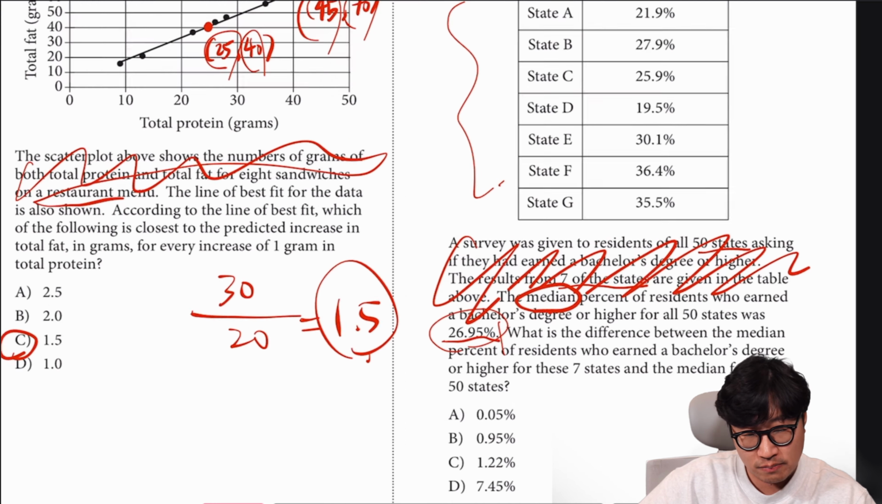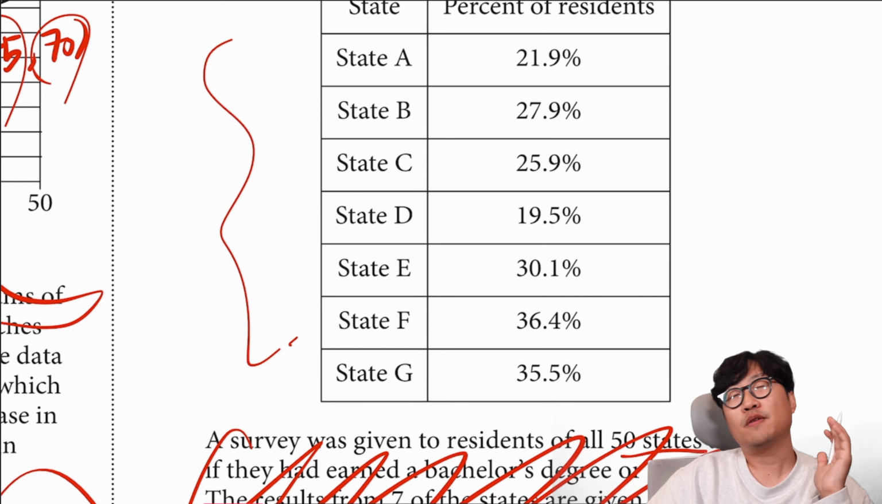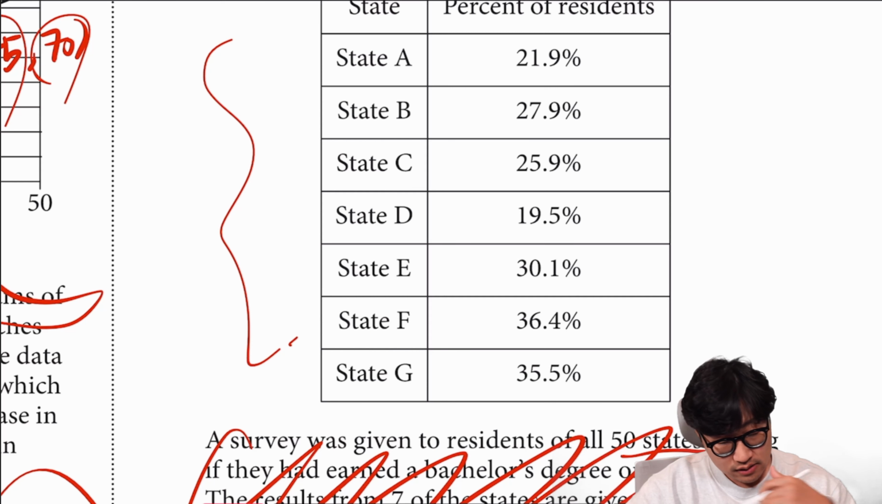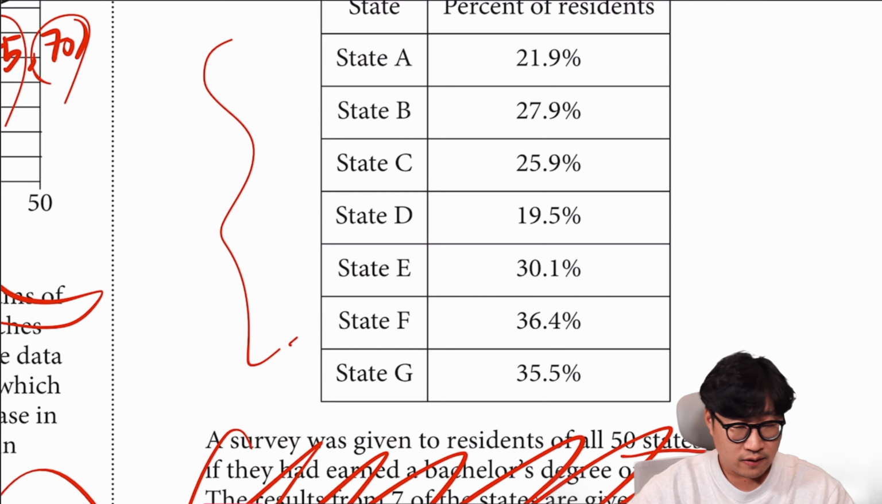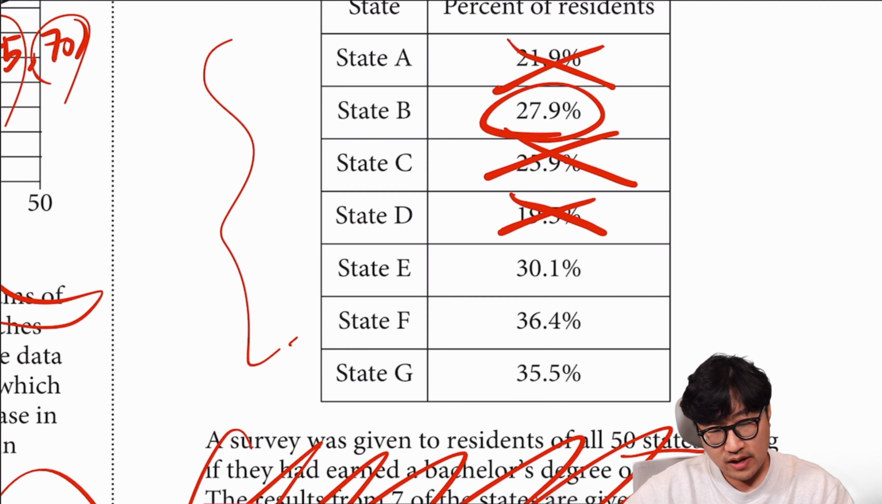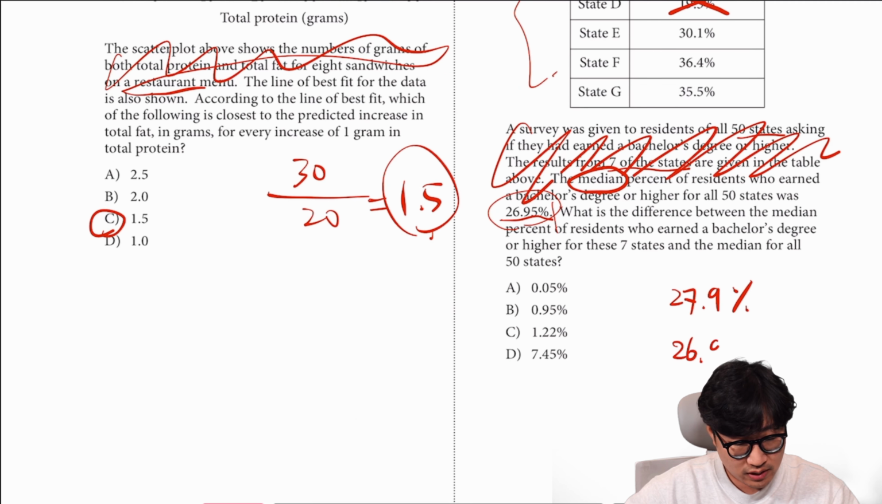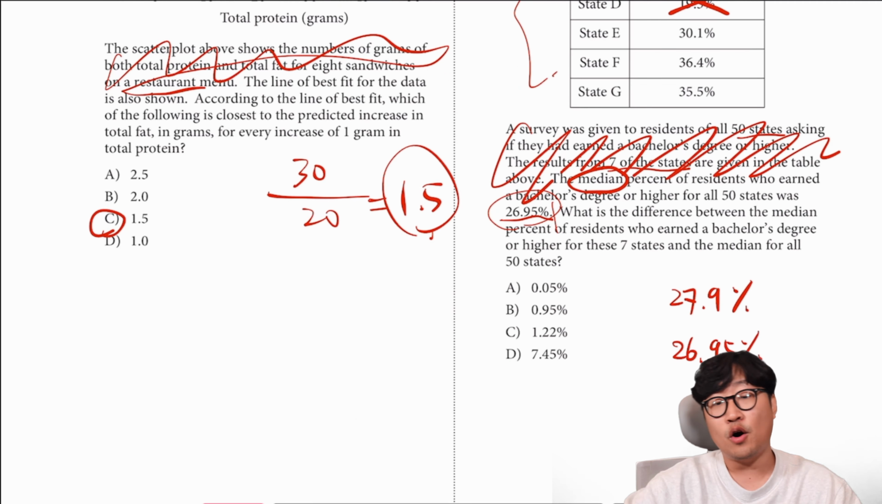So let's find the median of these 7. So it's 7 states. It's going to be the 4th state that's the median. So if you take a look, I'm going to start counting from the lowest. First guy, second guy, third guy, and fourth guy. There you have it. So you got 27.9. That's the median of the 7 states. And then you got this 26.95%, which is the median of all 50 states.